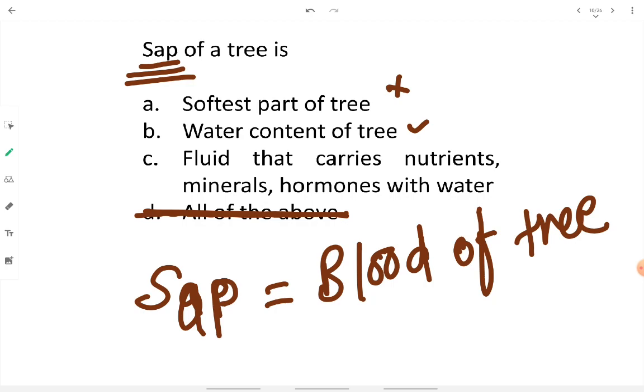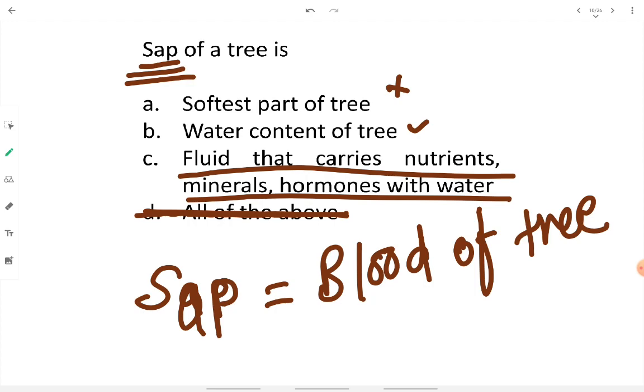That's why when we are talking about sap, sap is the fluid that carries nutrients, minerals, hormones required for the growth and maintenance of the tree along with water. That's why it's not just water, but it is more than water. That's why the option selection between point B and C should be option C. The most correct option is option C.